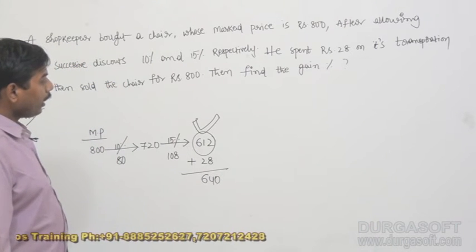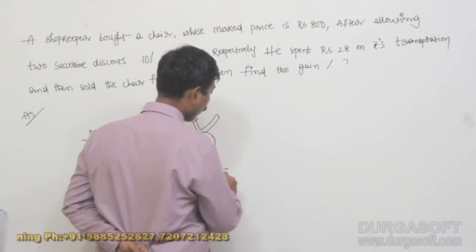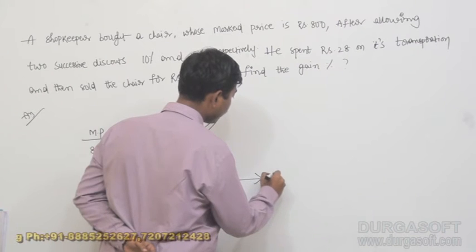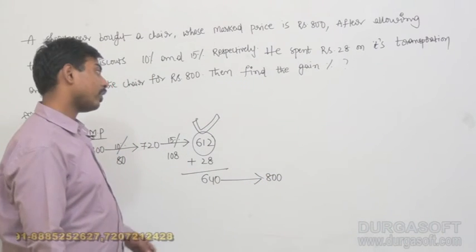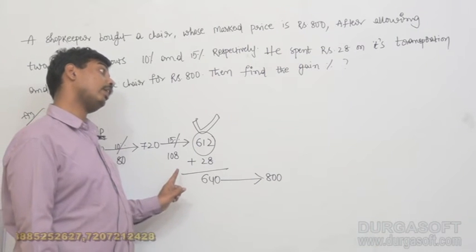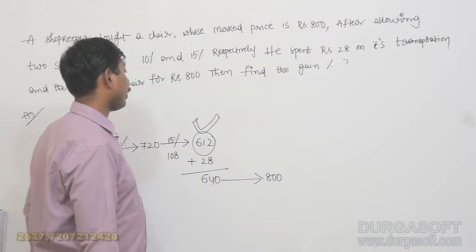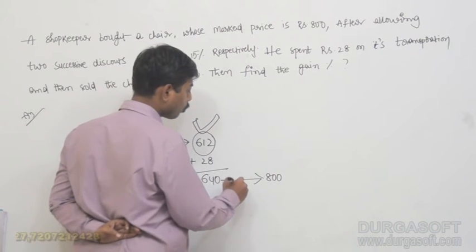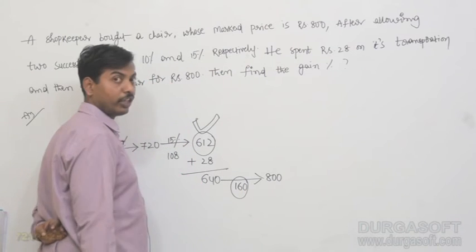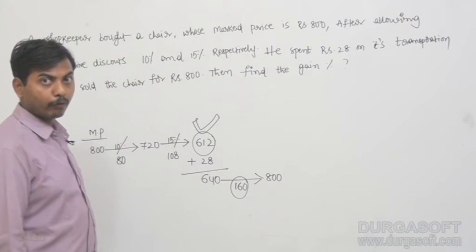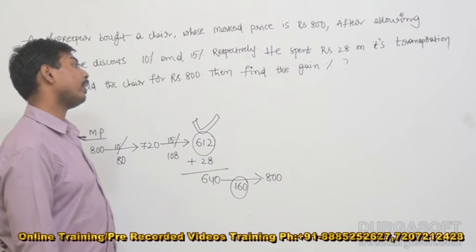Right now he wants to sell that same chair for rupees 800. Basically he bought that chair for rupees 640 and he is ready to sell it for rupees 800. That means in this transaction how many rupees of profit is possible for him? 160 rupees of profit only is possible for that particular shopkeeper.